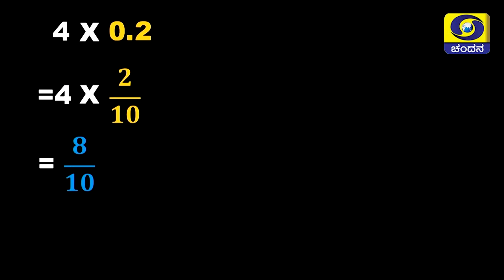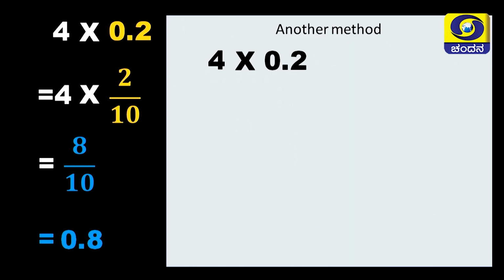So, we got 8 by 10. 4 into 2 by 10 is nothing but 8 by 10. It can be written as 0.8 in decimal form. There is one more interesting method.